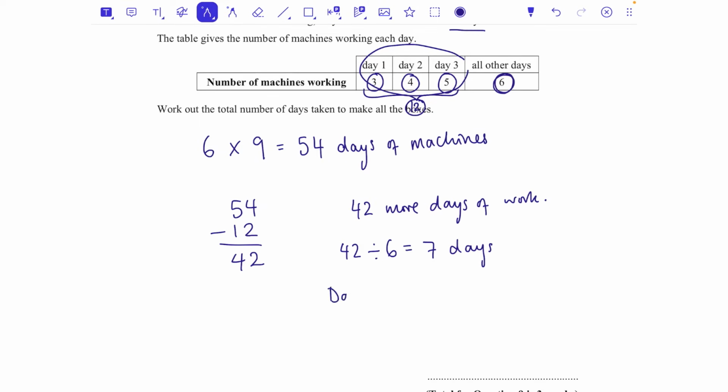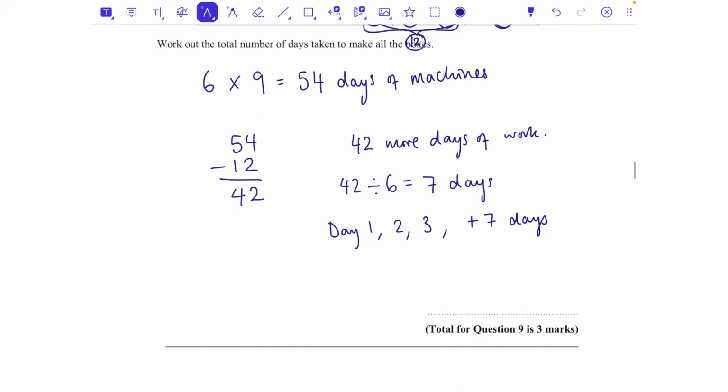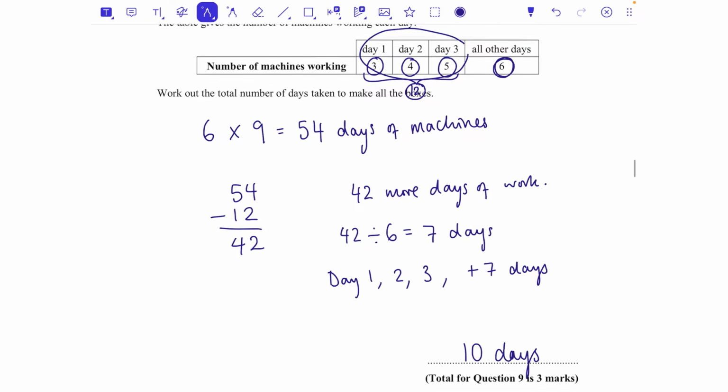I've had day 1, 2 and 3 and then I need to add on 7 more days. So therefore in total that's going to take 10 days to get it all done. And that was 3 marks.